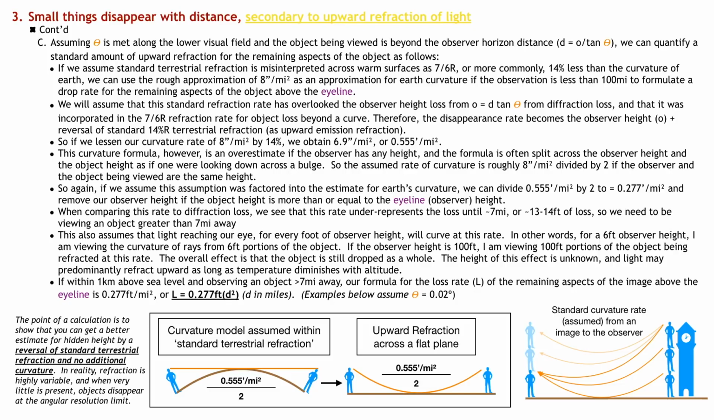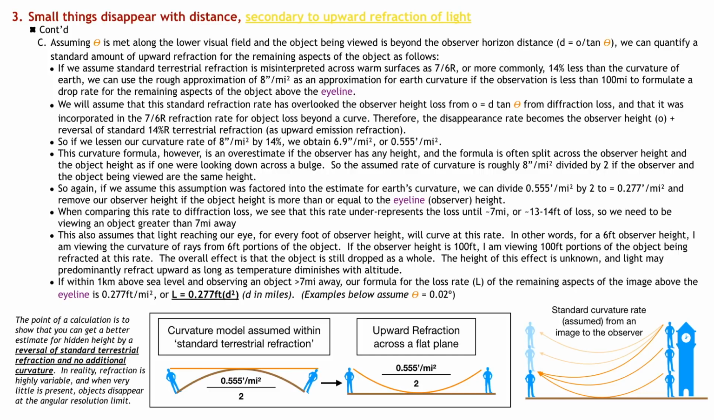And we're going to reverse that phenomenon and instead bend the light across a flat surface, which is what I depicted to the right of that picture. So again, if we assume this assumption was factored into the estimate for the Earth's curvature, we can divide 0.55 feet per mile squared by 2 to get 0.277 feet per mile squared, and remove our observer height if the object's height is more than or equal to the eye line or the observer height. Essentially, I can remove it as a factor, as long as the two points across the bulge are going to be of roughly equal height.